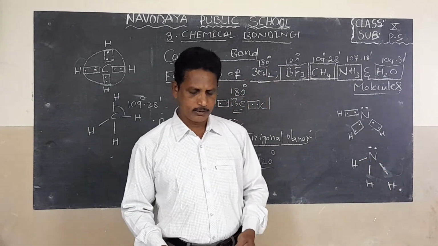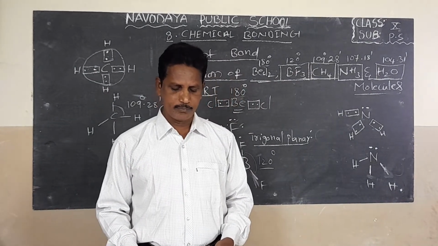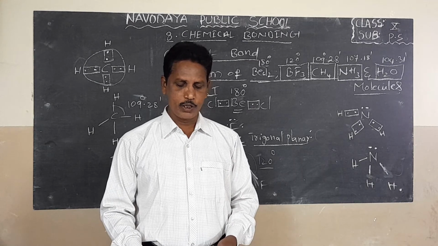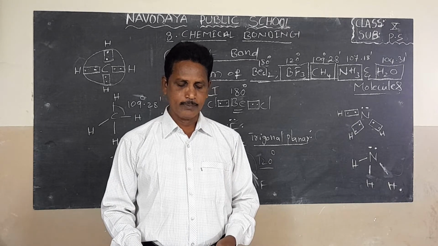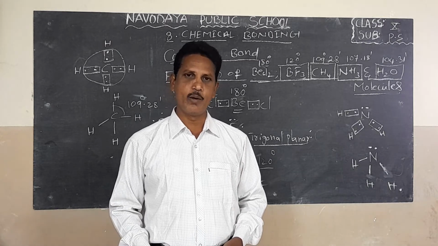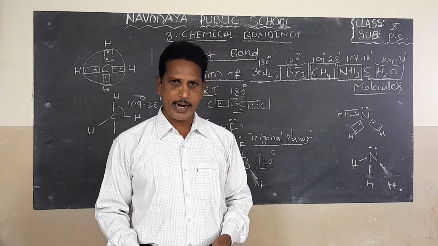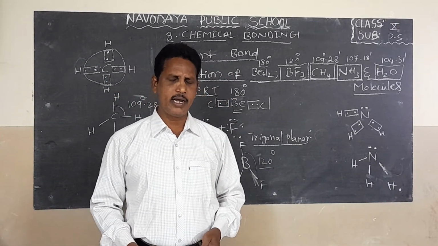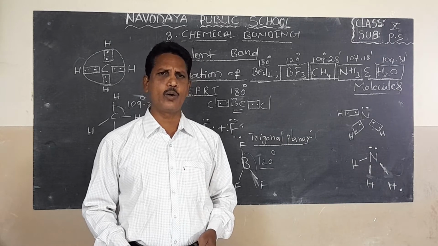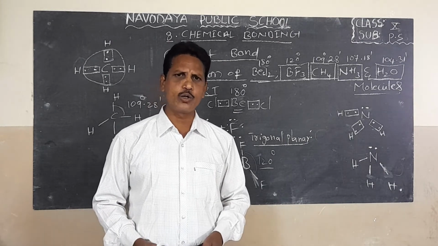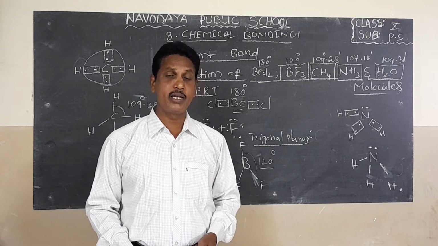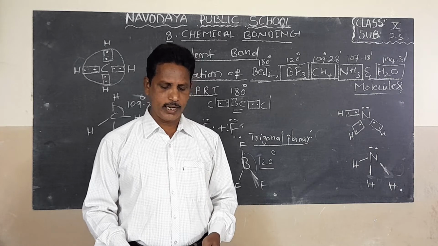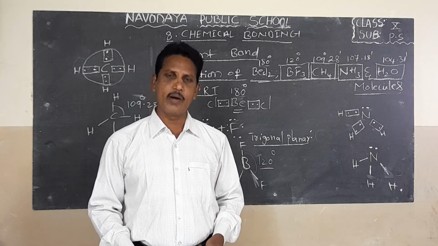Okay students, see the example of ammonia. In the ammonia molecule, there are 3 bond pairs in covalent bonds: 3 single covalent bonds formed between nitrogen and hydrogen. Around the nucleus of the nitrogen atom there is also 1 lone pair.